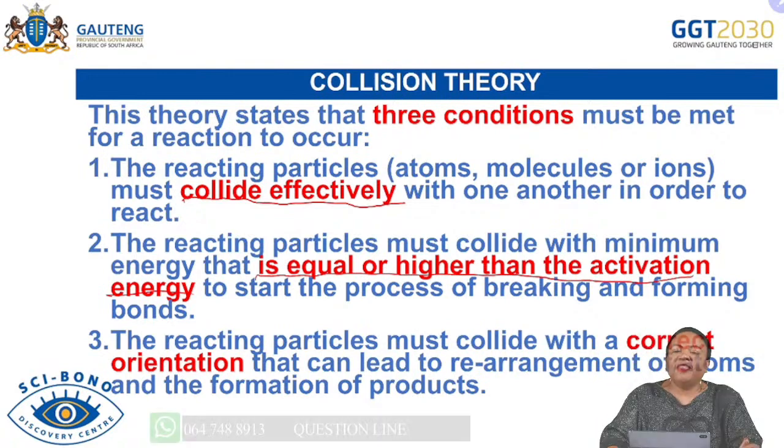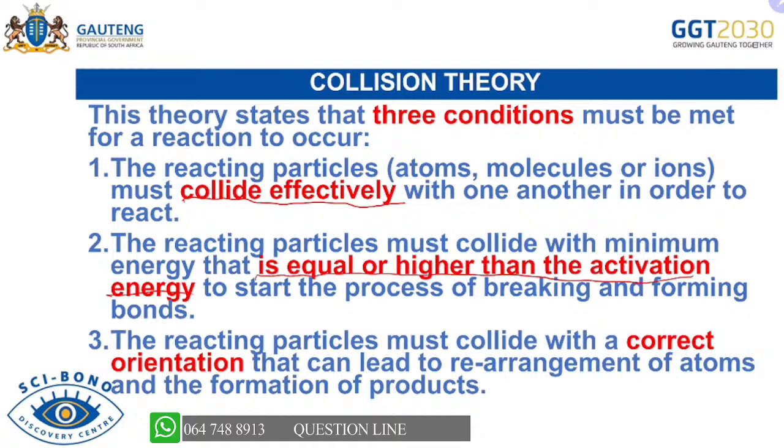And then the third thing, because I said there are three requirements that need to be met for any reaction to occur. We need to have the correct orientation of the colliding particles. What will the correct orientation do? The correct orientation will make sure that at the end, it will lead to the arrangement of atoms and the formation of the product. So if the particles do not have the correct orientation of colliding or reacting, it means at the end of the day, we will not have the desired product.